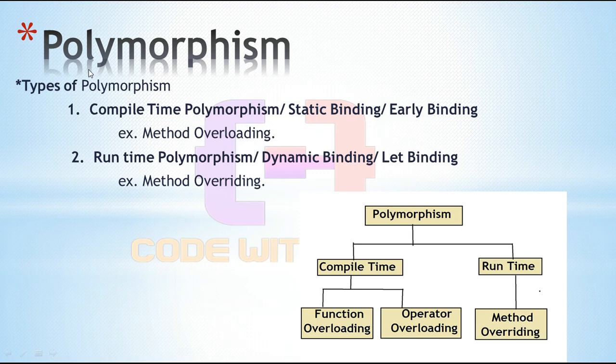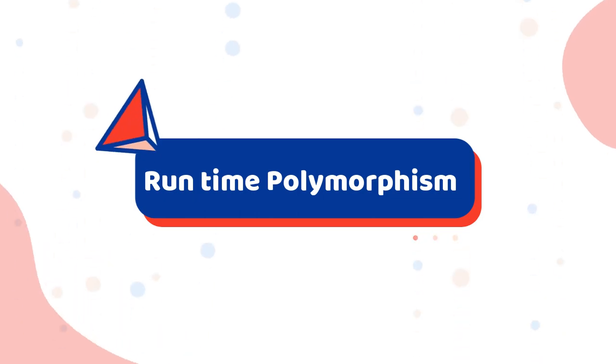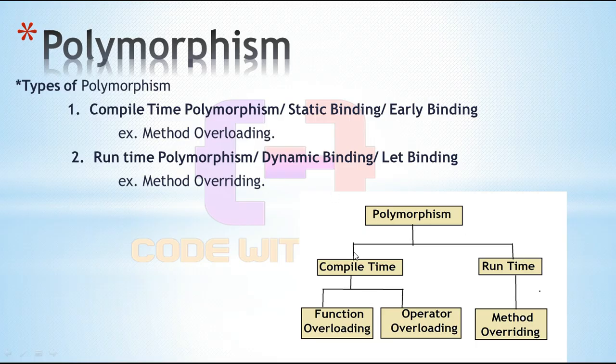In the last video we saw what is polymorphism and we covered compile time polymorphism. In this video we are going to discuss runtime polymorphism. In this diagram you can see we have compile time polymorphism and runtime polymorphism. In runtime polymorphism we have method overriding. Runtime polymorphism is also called dynamic binding and late binding.